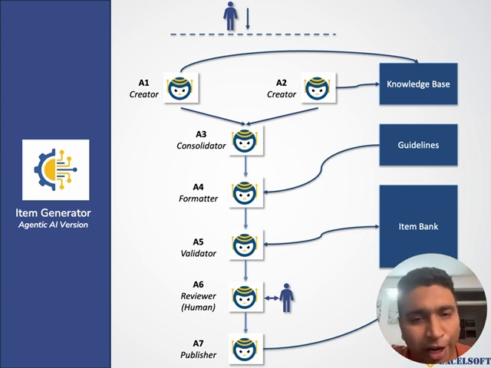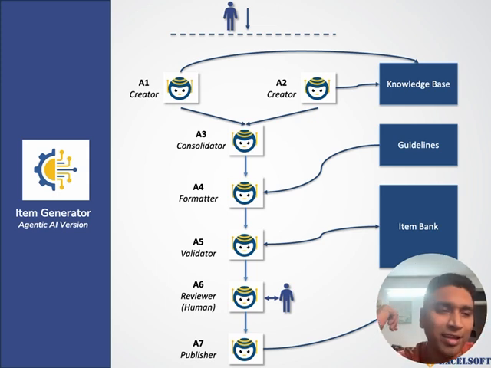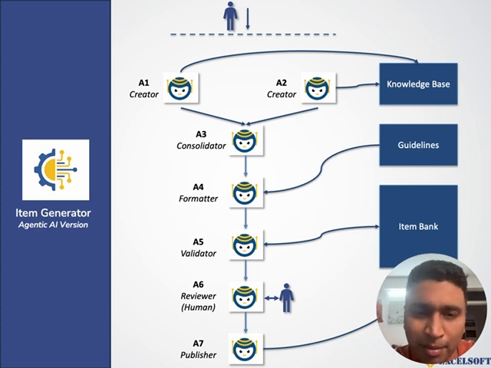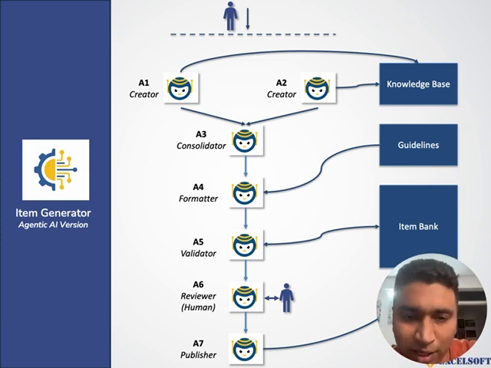The validator agent A5 would then take this item or items, look into your existing item bank and look for any similar items, look for any enemy items and do that validation and check. It would flag anything if there is anything similar that already exists in the item bank, go back in the pipeline and regenerate some of those items.